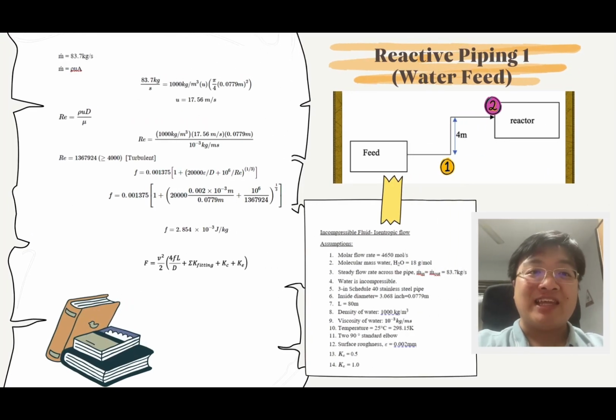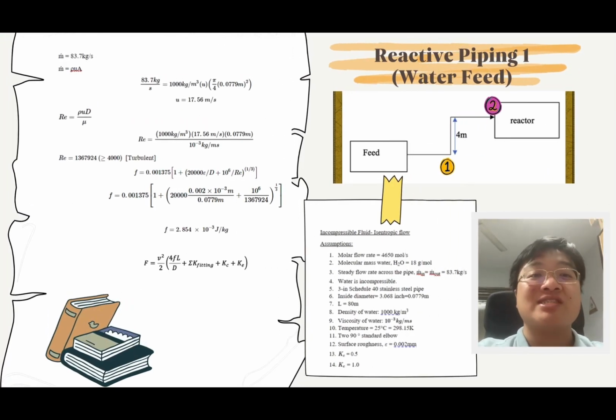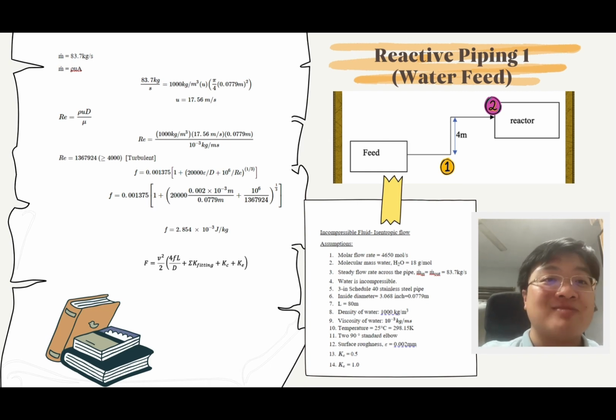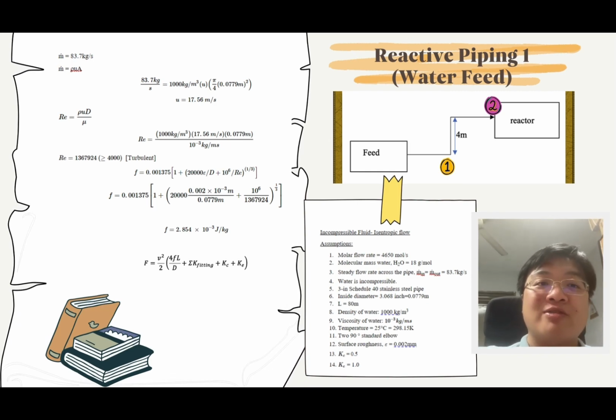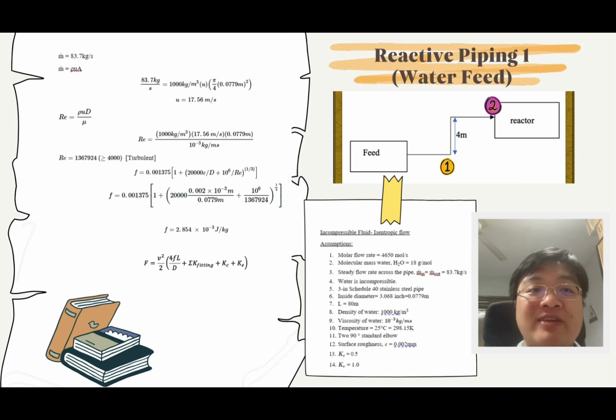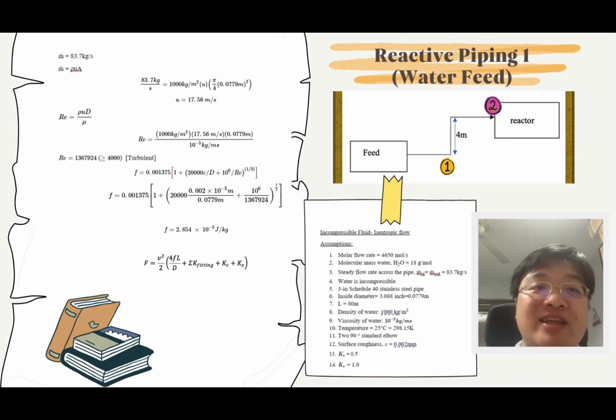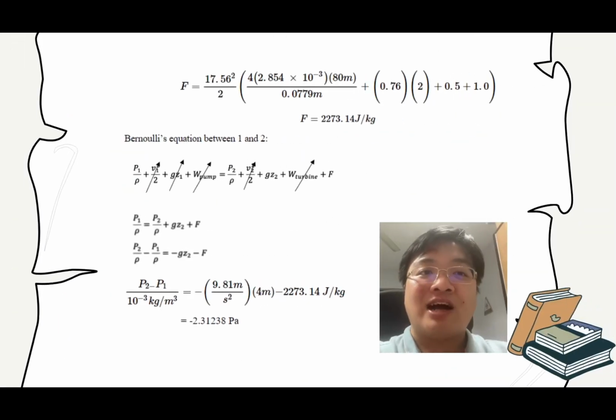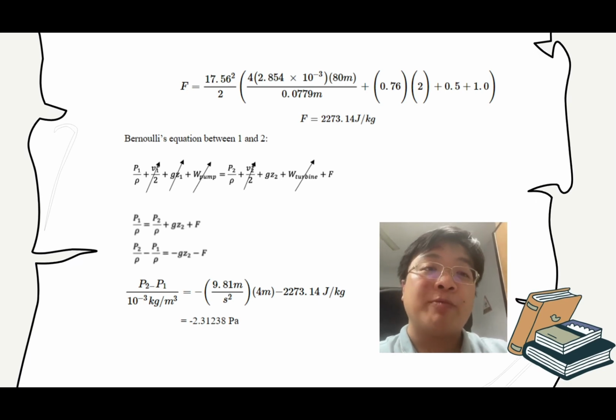Hi everyone, my name is David, and today I would like to briefly explain to you how we solve the piping layout problem. First, we have a reactive system. After making some assumptions, we want to find the mean velocity in the first place. Then we proceed to find the Reynolds number, then the friction factor, and the friction loss. And after getting the friction loss, we are able to calculate our pressure drop.